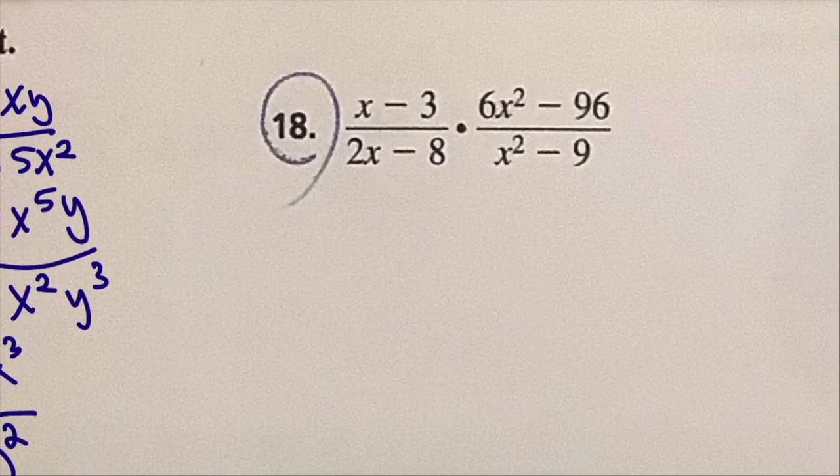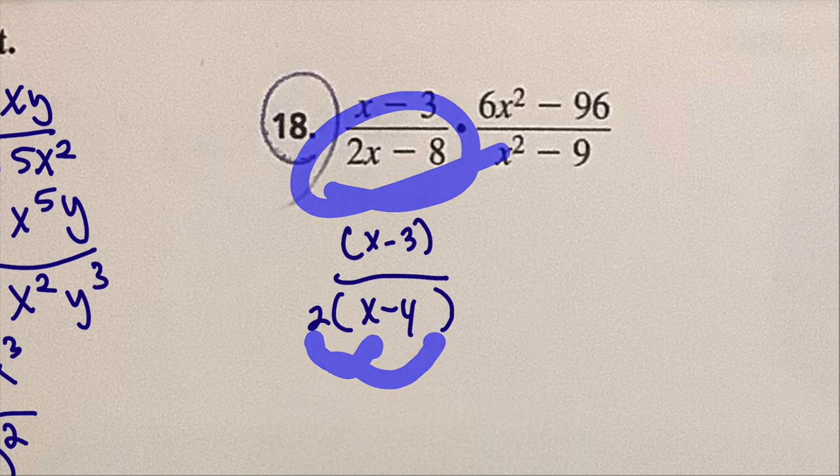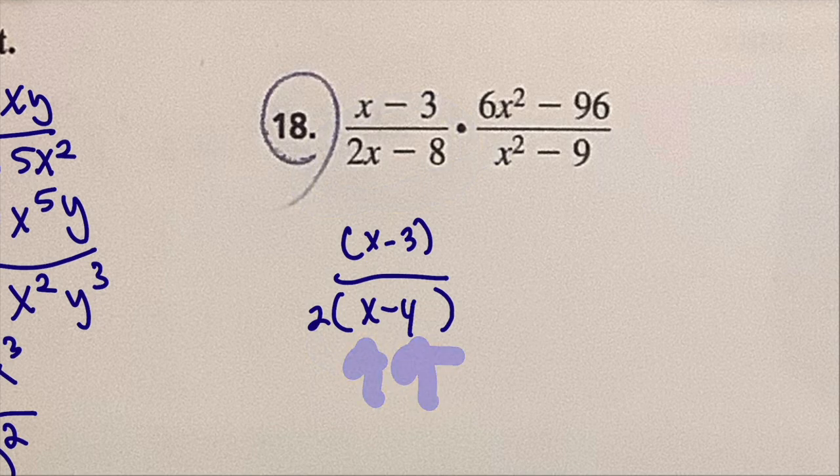Now for problem 18, there is some factoring that has to occur before we do anything else. Our first fraction, let's just take, and it's very easily factorable, only one step. The top I'm going to write in parentheses to remind you that the x and minus 3 go together. The bottom piece is divisible by 2. Now make sure when you divide by 2 that if you check it, you should get 2x minus 8, so you have to divide both terms by 2.